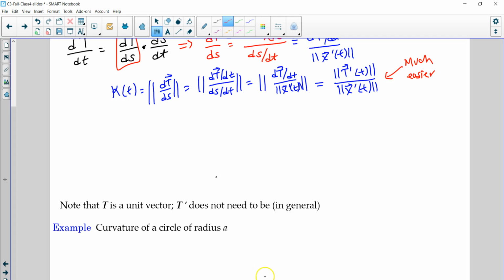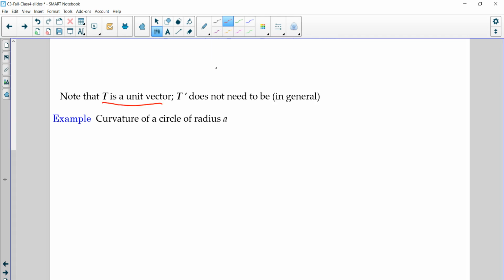Now if we go ahead and use that formula, we can use this to compute the curvature of the example below. And just an important note before we do that, the vector T is a unit vector, but T prime doesn't need to be, so just be aware of that if you're finding that the length isn't one.